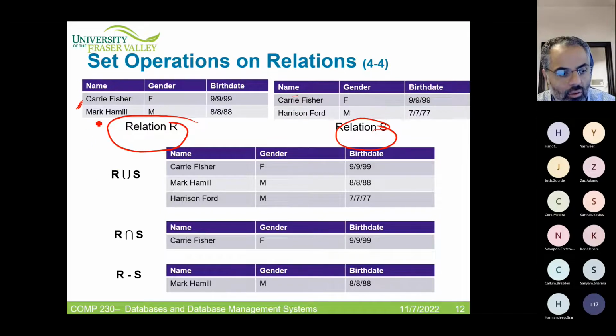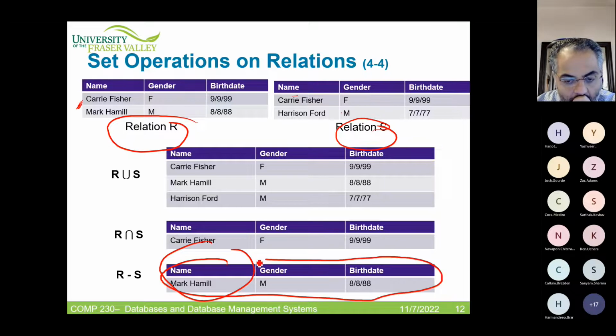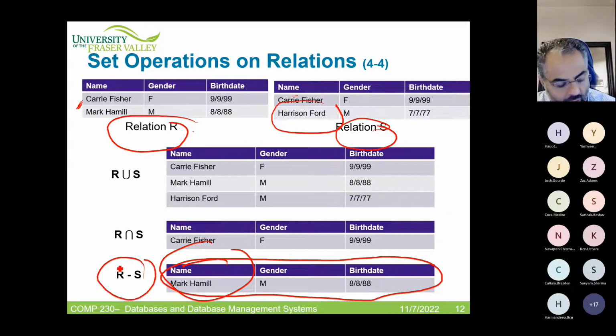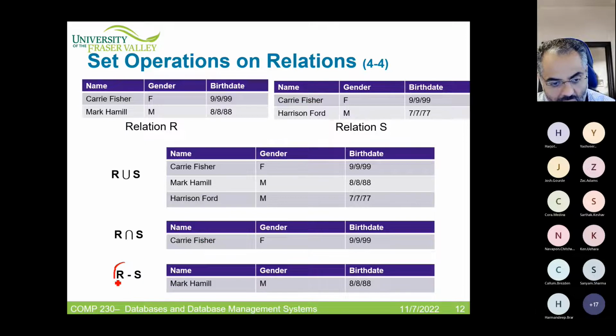Mark Hamill, we have it in R, but we don't have it in S. So we are going to take it. Mark Hamill's is the only record that we are going to take as an output here, because Harrison Ford we will not take, since it doesn't exist in R and doesn't exist in S. So R minus S, we see what we have in R and don't have in S.